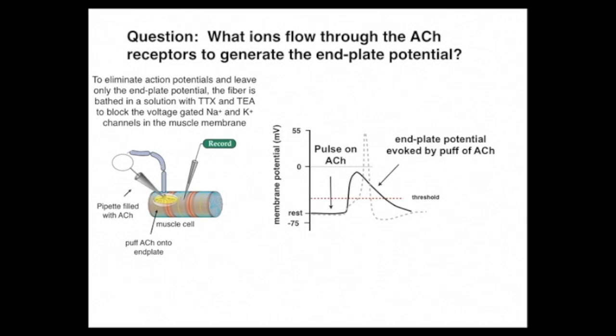The third point follows from the first two points, namely that normally the membrane never reaches the maximum value of the end plate potential because threshold is reached first and an action potential is generated. That is why the end plate has to be studied with toxins that block the actions of the voltage-gated sodium and voltage-gated potassium channels. The question that we want to answer is, what ions flow through the acetylcholine receptors to generate the end plate potential?